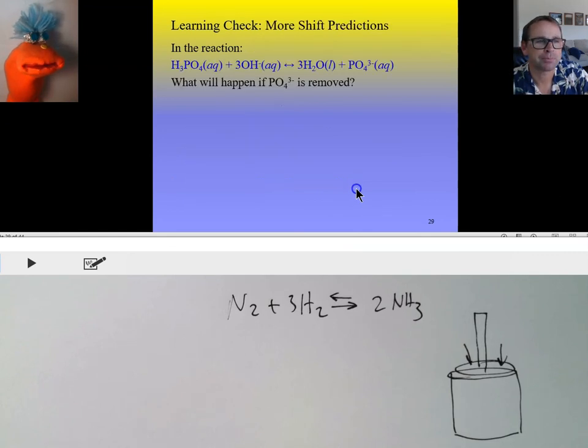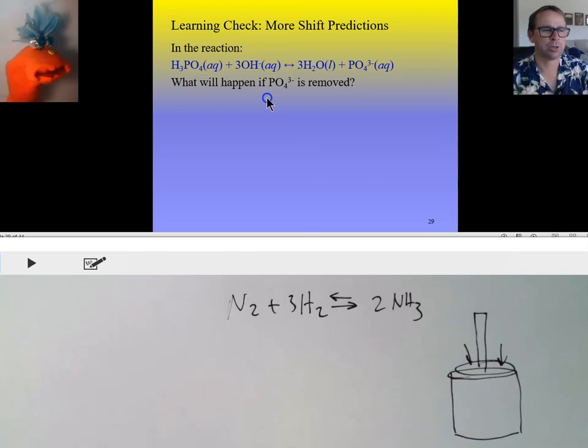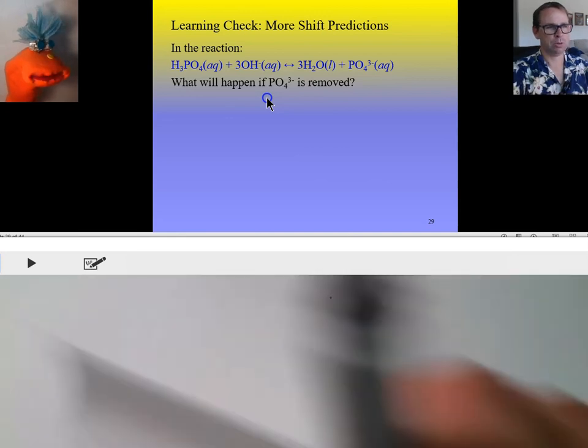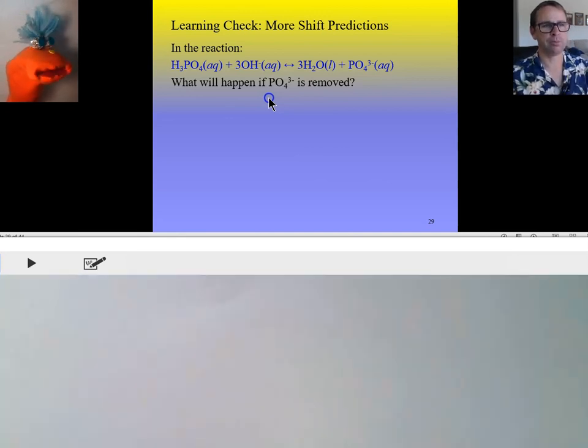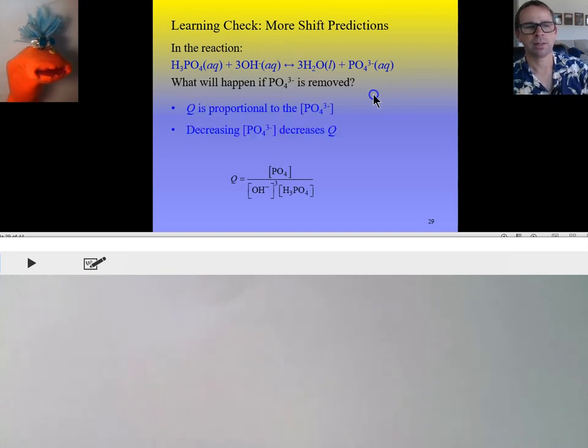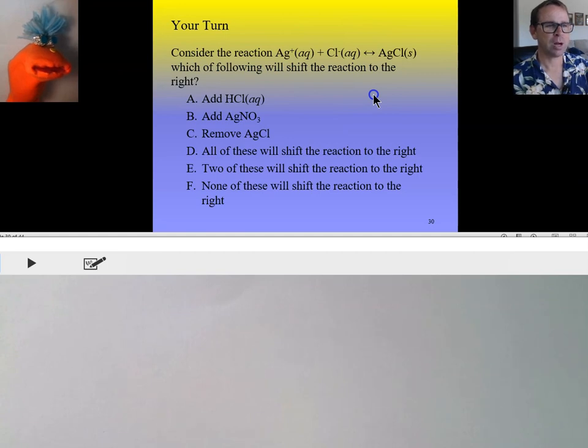Okay. How about this? What happens if we remove PO4 3 minus? Well, that's a product. If you remove it, then the reaction is going to shift to the right to try to fill it up again. That's right. We remove this, and now there's nothing to come back this way. Therefore, more of this will react and go that way until K is again reached. All right. Good job.